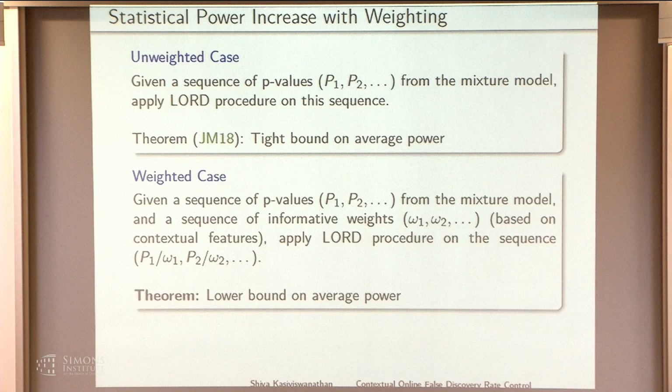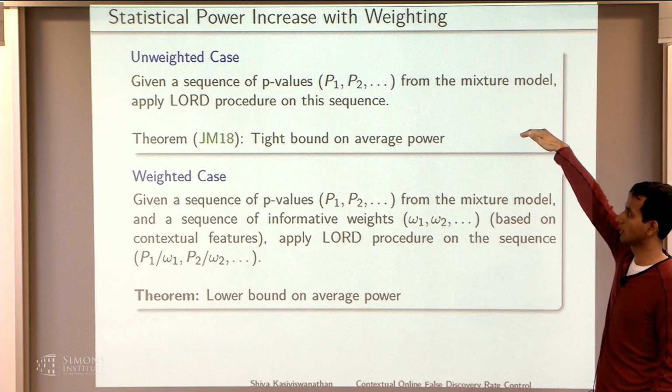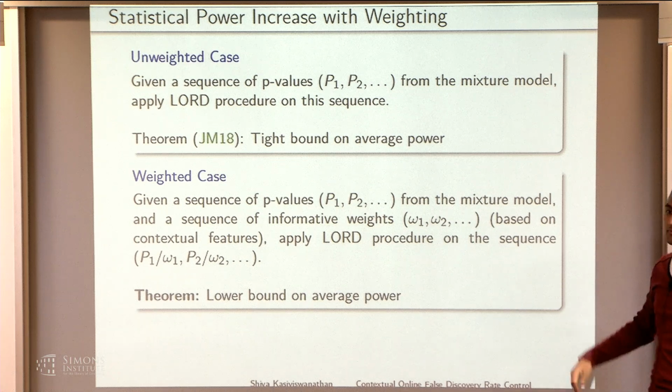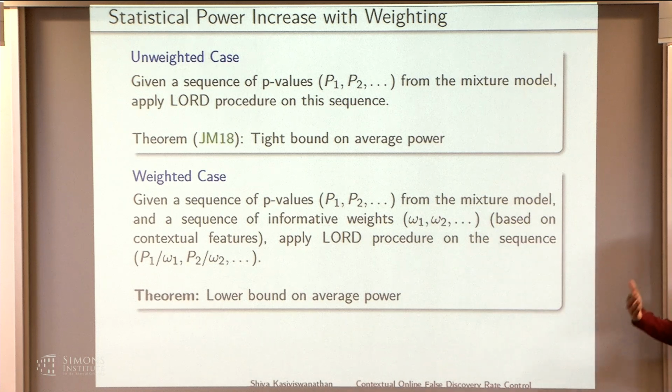The main thing we show is that we define a notion of informativeness, and show that if your context has some informativeness property, then you can have a separation between what you achieve without using the context and what you can achieve with the context. You apply the same procedure, LOD, without the context, and you apply the same procedure, LOD, with the context. And if the context has some notion of informativeness, which is really an intuitive notion, which basically says that the weights are higher under the alternate, then we can show a separation, saying that you would achieve more power than without context.